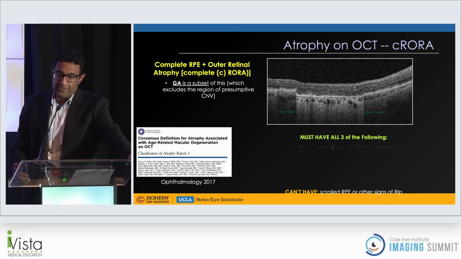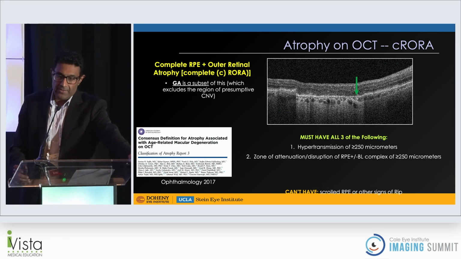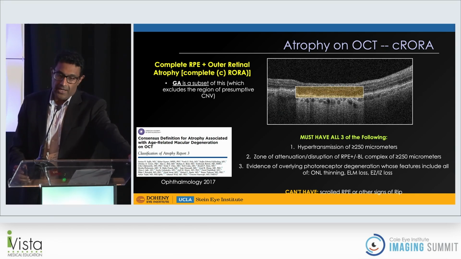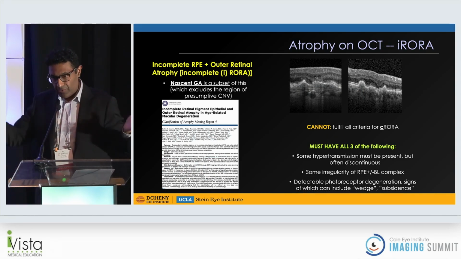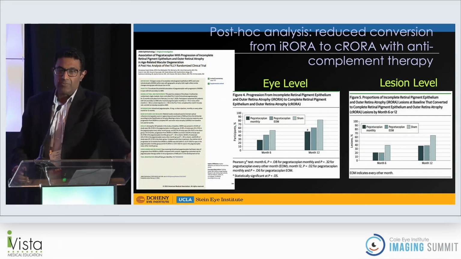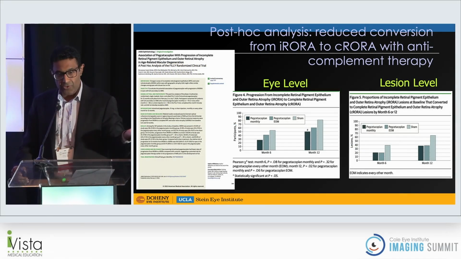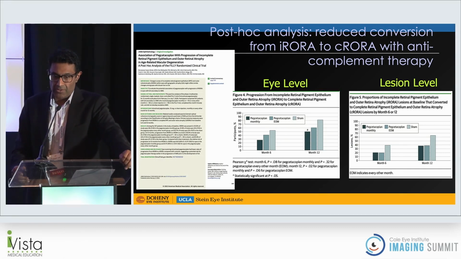We've spent a lot of time on defining atrophy in OCT. We have this definition for cRORA, with hypertransmission of a certain size, evidence of RPE loss, and evidence of photoreceptor degeneration as well. And of course, you can go one step below that, where lesions don't quite meet that threshold, which we call iRORA. This turns out to be somewhat valuable because you can look for conversion from this precursor state of iRORA to cRORA, and we've shown in post-hoc analyses that we can see these conversions.